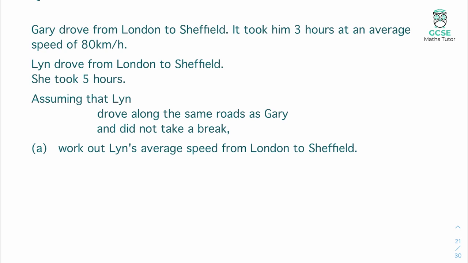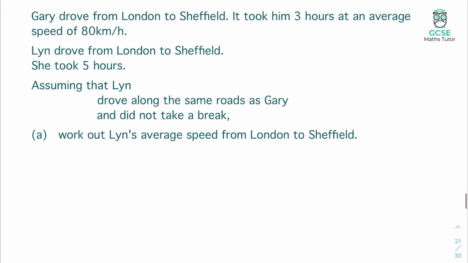Lynn drove from London to Sheffield. She took 5 hours. Assuming that Lynn drove along the same roads as Gary and did not take a break, work out Lynn's average speed from London to Sheffield.